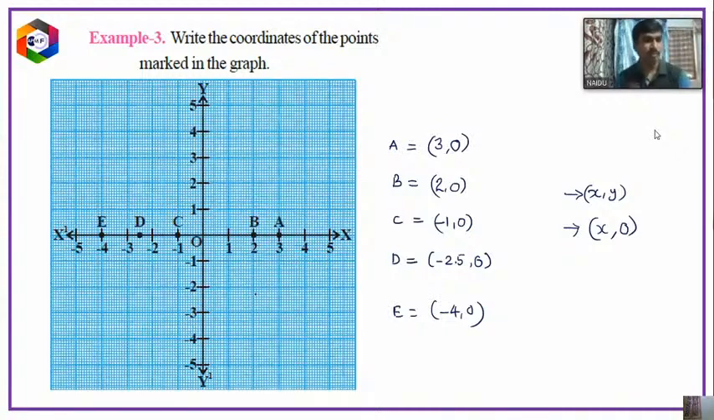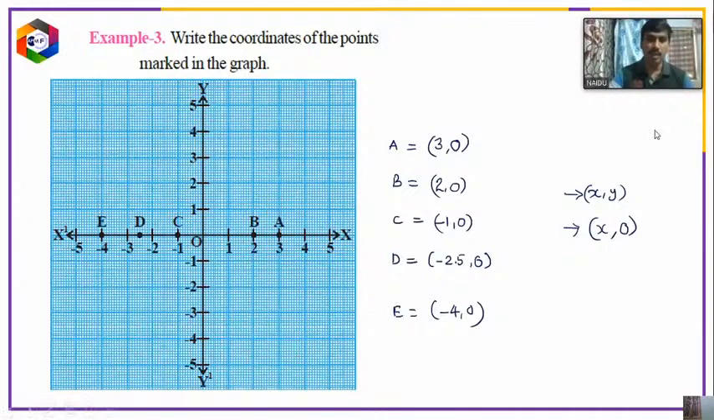And once again, we keep in mind that if a point lies on the x-axis, then its y coordinate must be 0. If a point lies on the x-axis, its second coordinate, the y coordinate, is always 0. You should note this. So with this we are concluding this problem, and now we are moving to the next question.